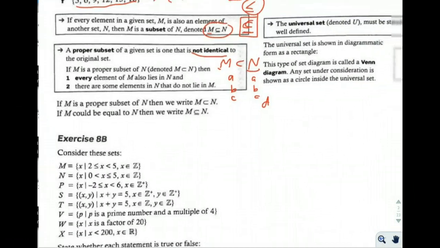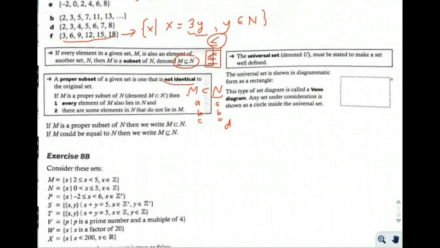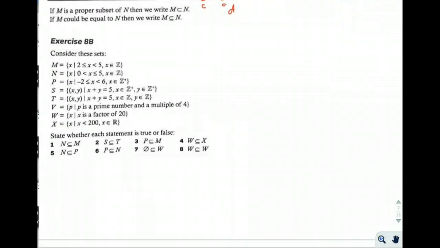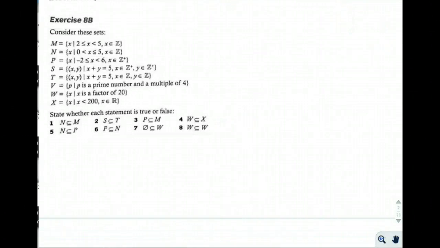Okay. And then the other thing they say here is that the universal set you draw as a rectangle, and next to the rectangle you put a U, which means the universal set. Okay? And then you draw your Venn diagrams inside the universal set, and we worked a little bit with Venn diagrams about a year ago. Hopefully you remember some things. Okay. And so we have some sets represented here, and we can use these sets to determine if these statements are true.